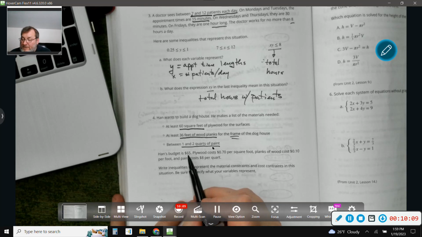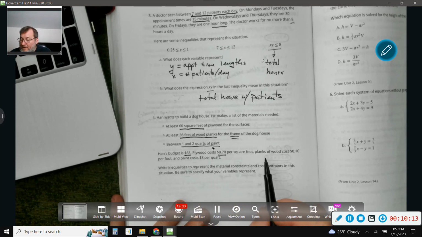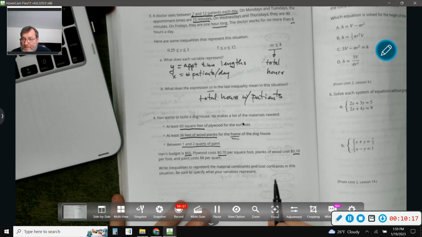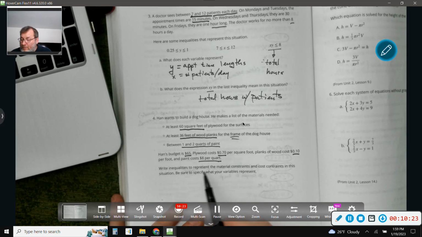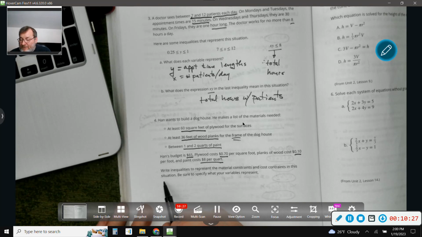All right. His budget is $65. Plywood costs this amount per square foot. Planks cost this amount, and paint costs this amount. Right there. Okay. Write inequalities that express the material constraints. Okay. So we'll say that the budget has to be less than or equal to $65.